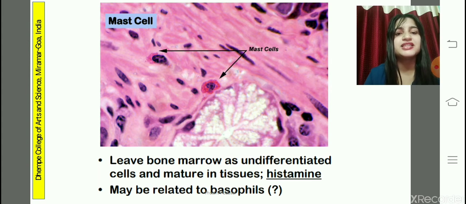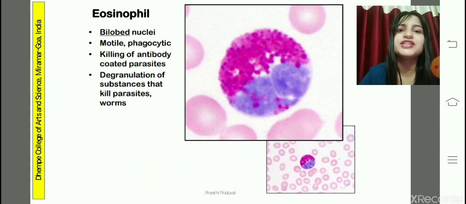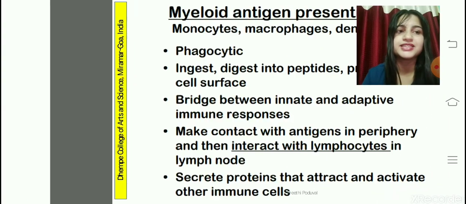Now the mast cells, they leave the bone marrow as undifferentiated cells and mature in the tissues, and this is the appearance of how a mast cell looks under the microscope after staining. Mast cells may be related to basophils because they have a common histamine relationship. The next one is the eosinophil. They have bilobed nuclei. They're motile. They're phagocytic. They help in killing of the antibody-coated parasites, and they usually shed out their granules, which is called degranulation. This procedure helps in killing of the worms and parasites.